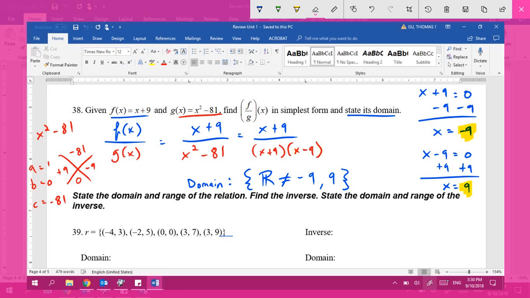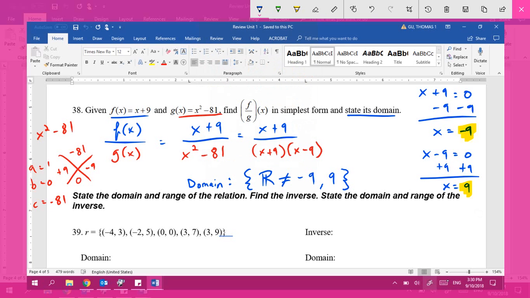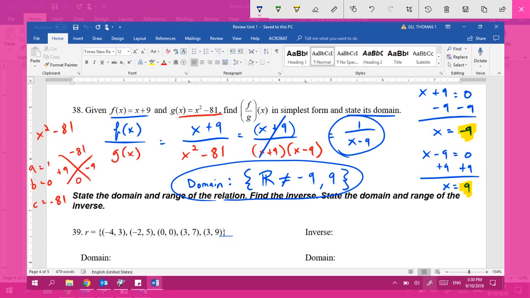Alright, now let's finish the problem out then. Now that we see that was factored, we can see that there are some common terms. Look at this. X plus 9 is up here, right? And x plus 9 is on the bottom as well. So I can just cross that out. Boom. That leaves me with 1 on top because there's just nothing there anymore. And on the bottom, I'm left with x minus 9. So the simplest form, f over g of x, is 1 over x minus 9. And the domain is all real numbers that are not equal to negative 9 and 9.